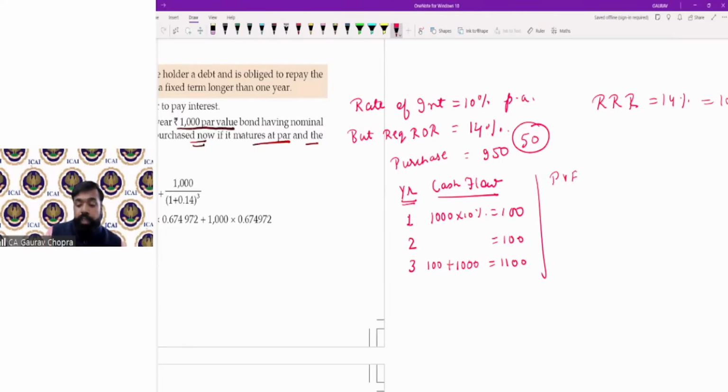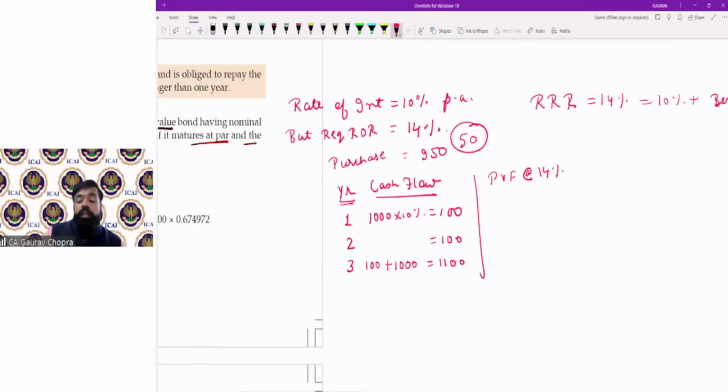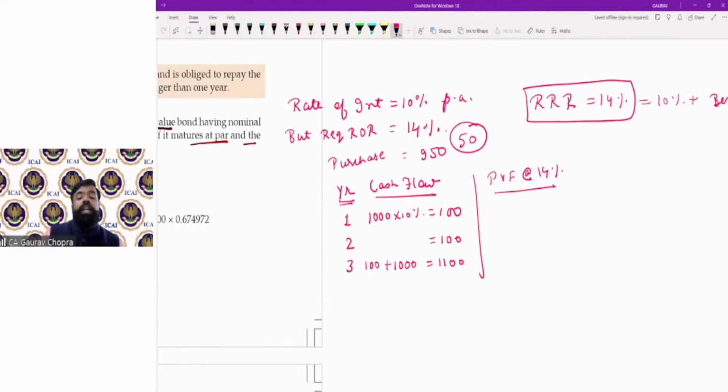ओके, नाउ यू हैव टू फाइंड द प्रेजेंट वैल्यू फैक्टर, जो हमने स्टार्टिंग में क्वेश्चन में किया था. प्रेजेंट वैल्यू फैक्टर किस रेट से करना है? दिस यू हैव टू बी वेरी केयरफुल. आर रिक्वायर्ड रेट ऑफ रिटर्न से आपको पीवीएफ कैलकुलेट करना है. नाउ हाउ टू कैलकुलेट द पीवीएफ? 1 डिवाइड 1 प्लस आई. So 1 divided by 1.14.